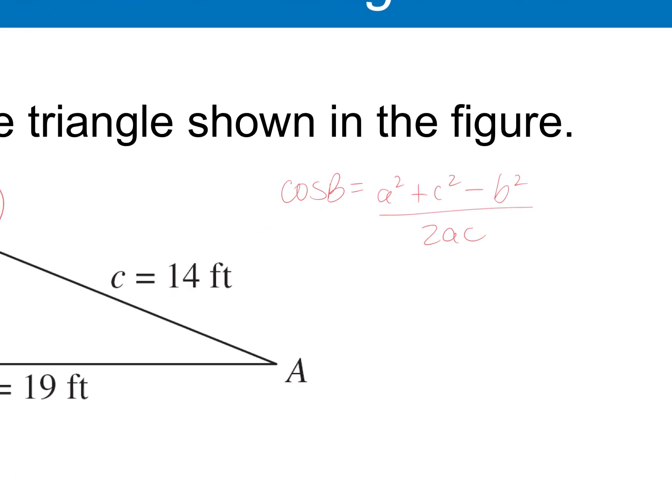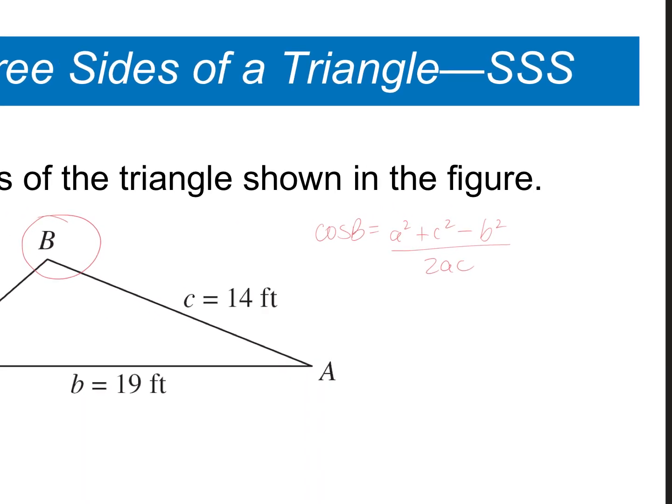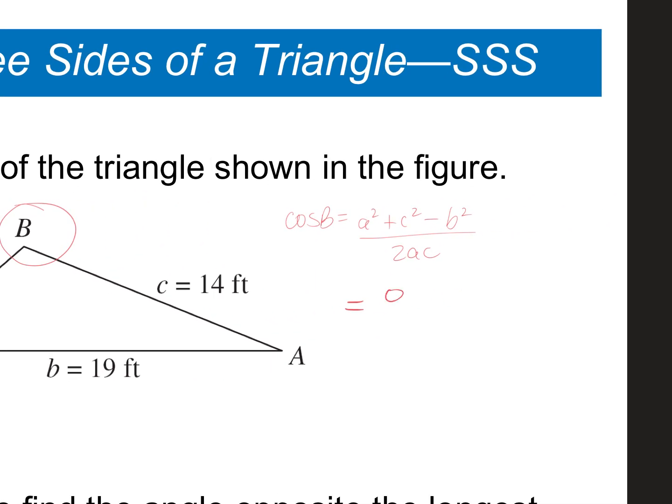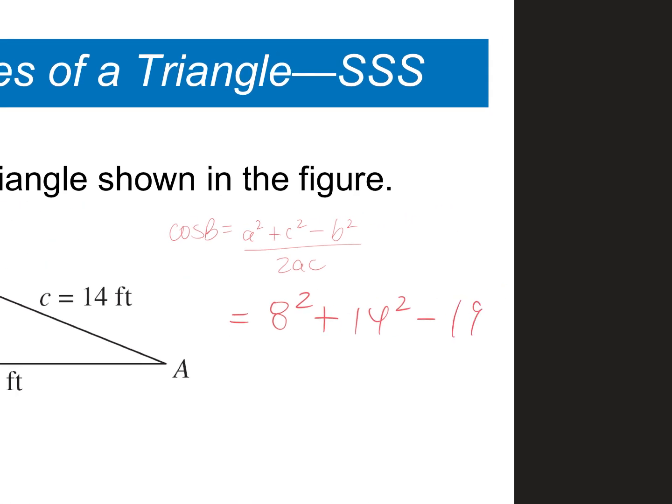Obviously, they're telling you here which is A, which is B, which is C. Sometimes they're going to change the letters up. You have to be able to interchange letters into formulas. So go ahead and plug in numbers here. I have 8 squared plus 14 squared minus 19 squared, all over 2 times 8 times 14.